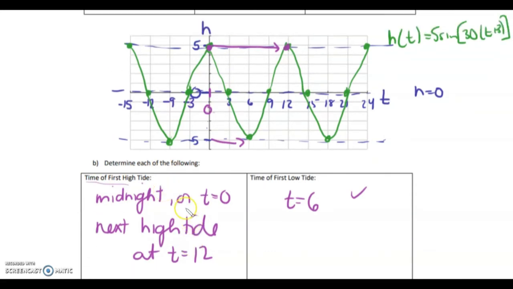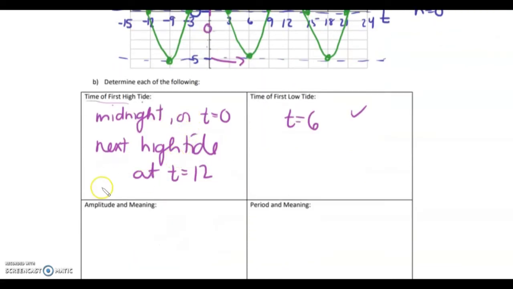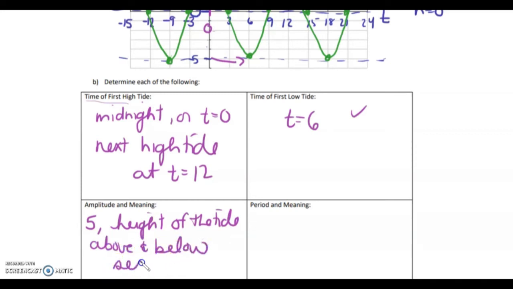Okay, what is the amplitude? So the amplitude is 5. Okay, so amplitude is 5, which means it is the height of the tide above and below sea level. If you're working with a word problem, you have to put this into the context of the problem. You can't just say the height between the max and the min. Okay, you have to say, well, what are we talking about? We're talking about the tide. We're talking about sea level. You have to put it into context.